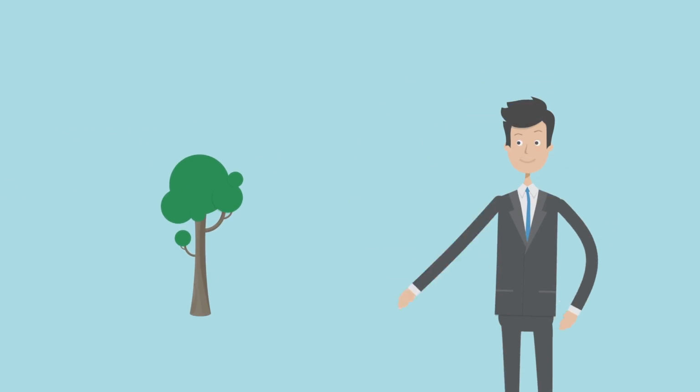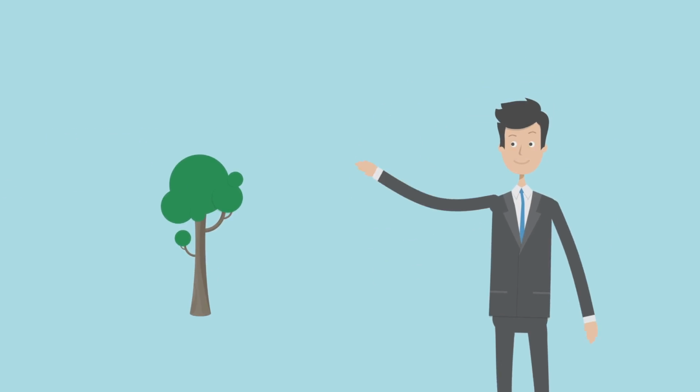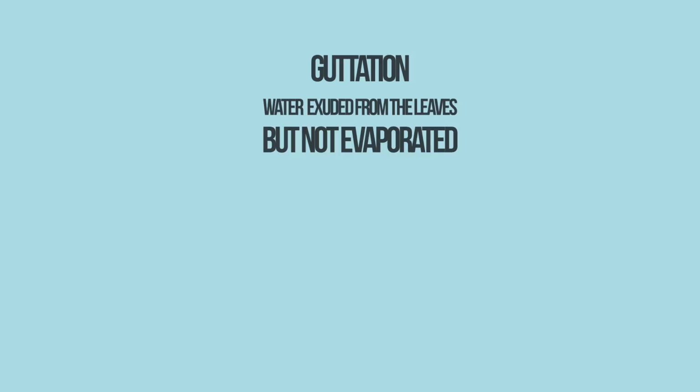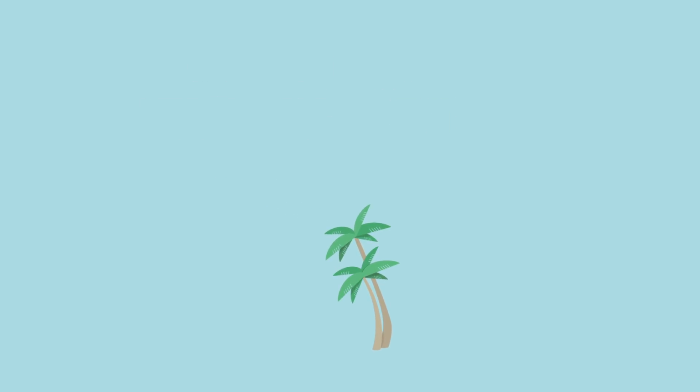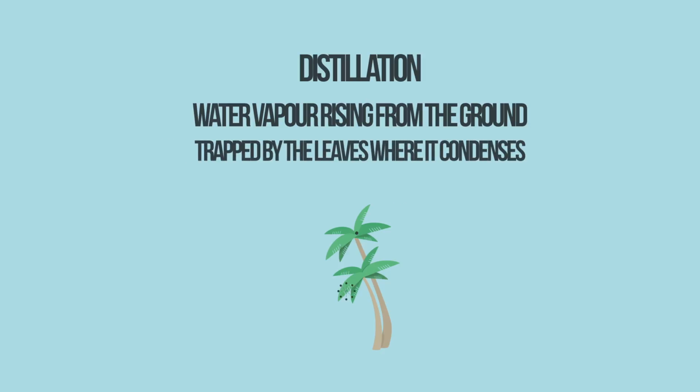Dew has a counterpart that occurs on cloudy nights. The tips of leaves above warm ground can have a morning cover of moisture due to either guttation, which is water that has exuded from the leaves but not evaporated, or distillation, caused by water vapor rising from the ground and being trapped by the leaves where it condenses.